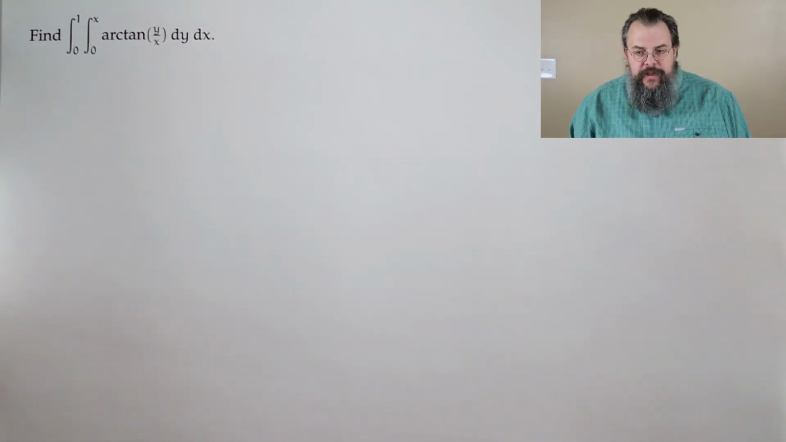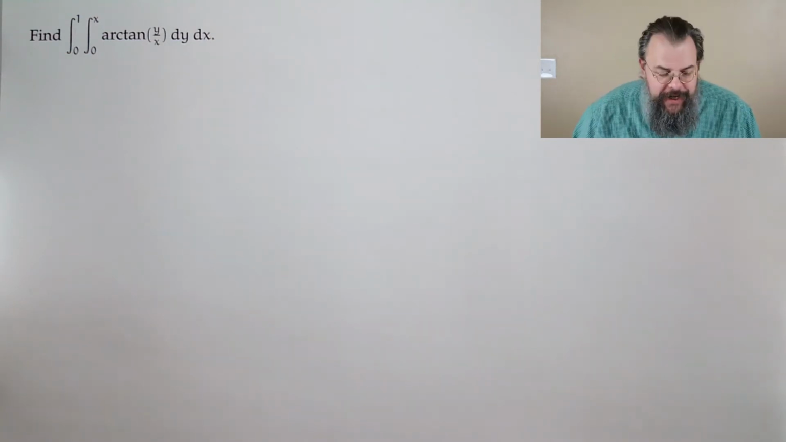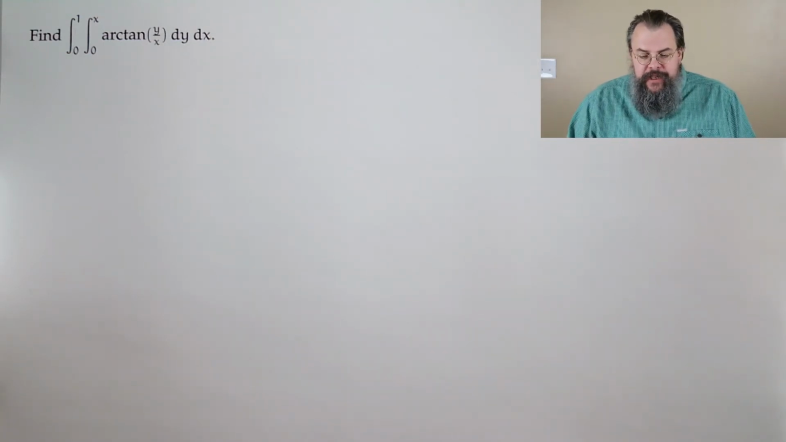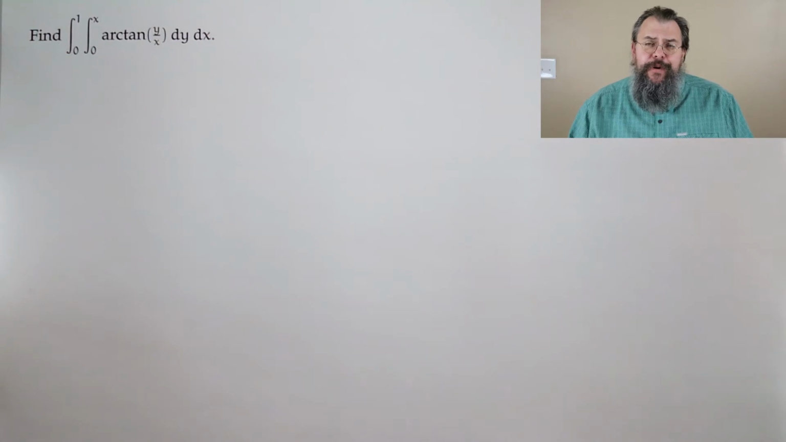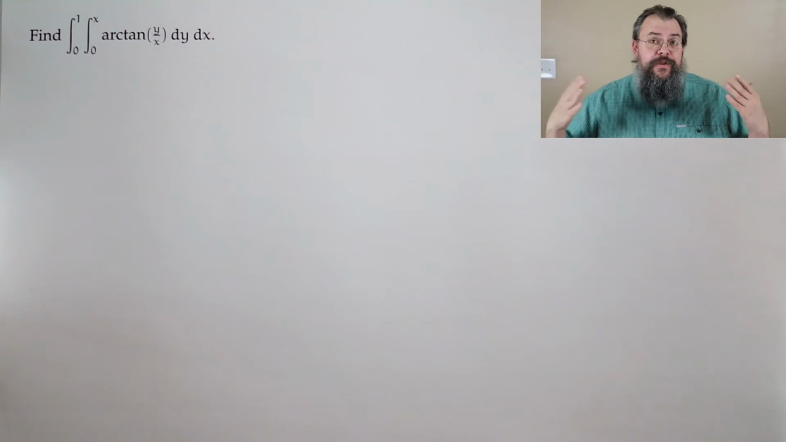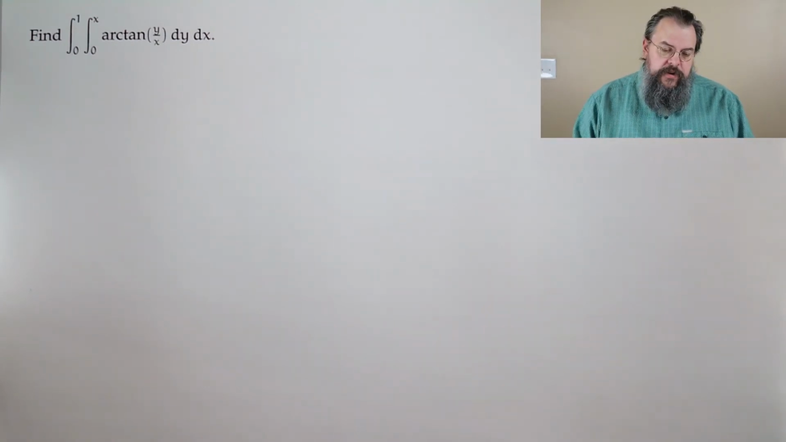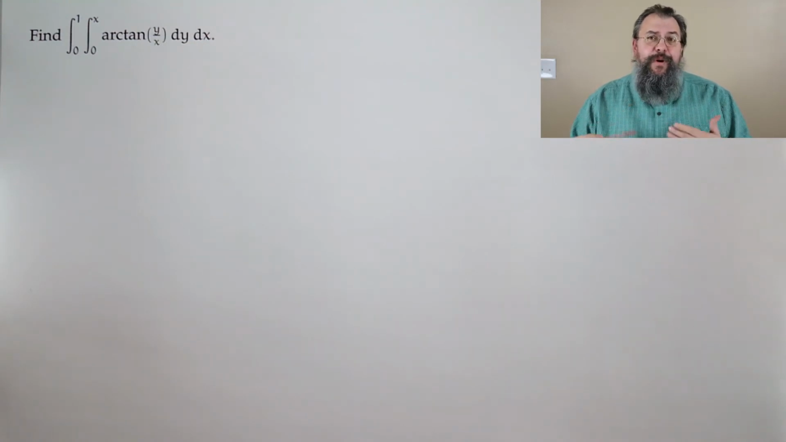Find the integral from 0 to 1, integral from 0 to x, arctangent of y over x, dy dx. That's definitely different. Oh, my goodness, wow. Okay, so we need to think about this. It's not so clear that this is polar, right? It doesn't feel polar because we don't see x squared plus y squared. That's usually the thing we think about when we think of x squared plus y squared. And so you might say, well, what's suggesting polar?